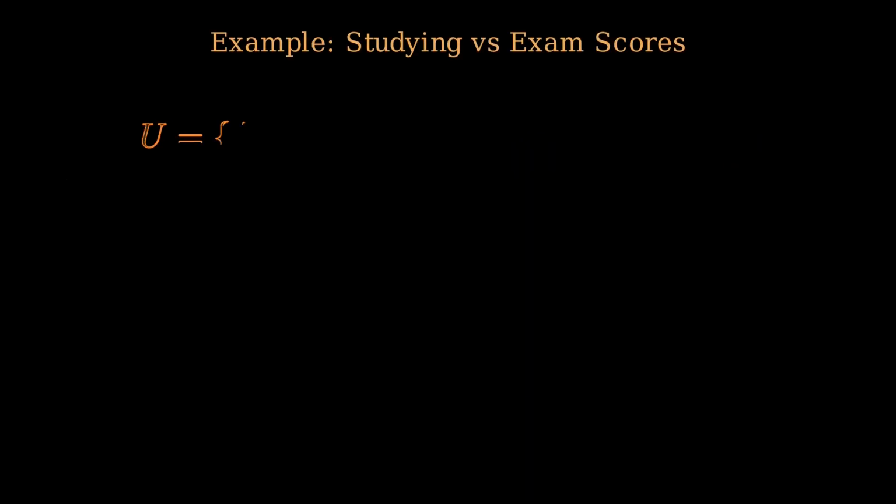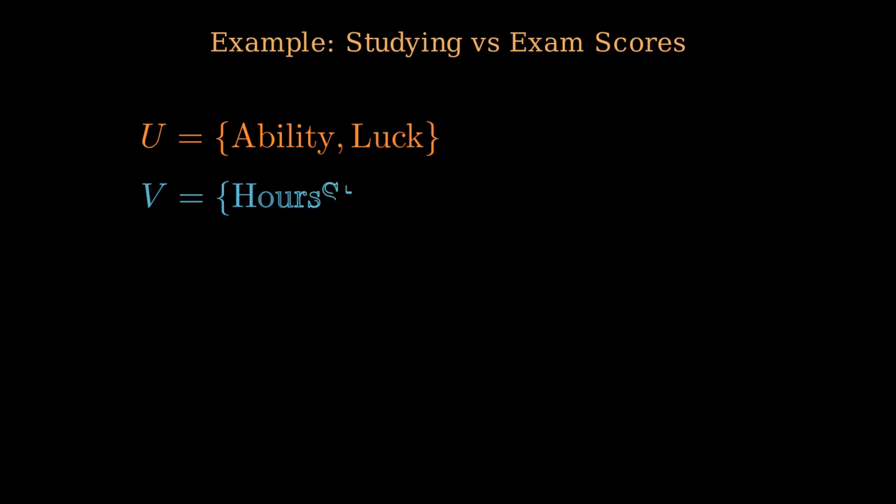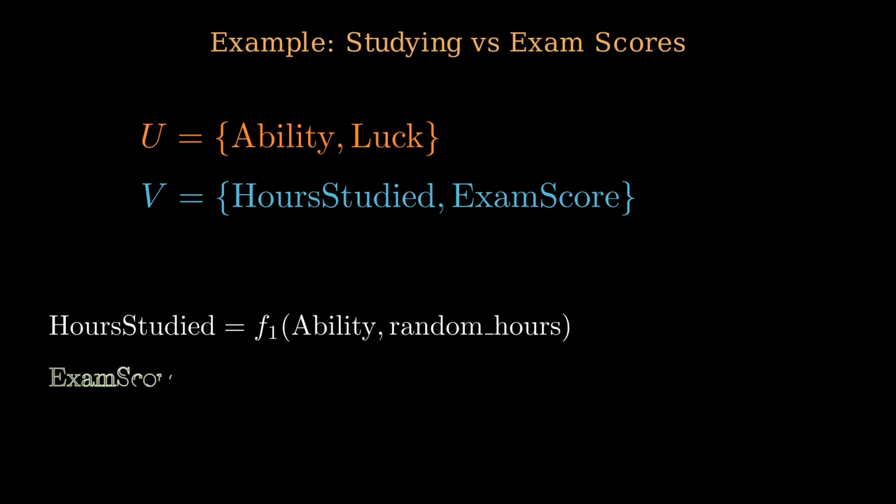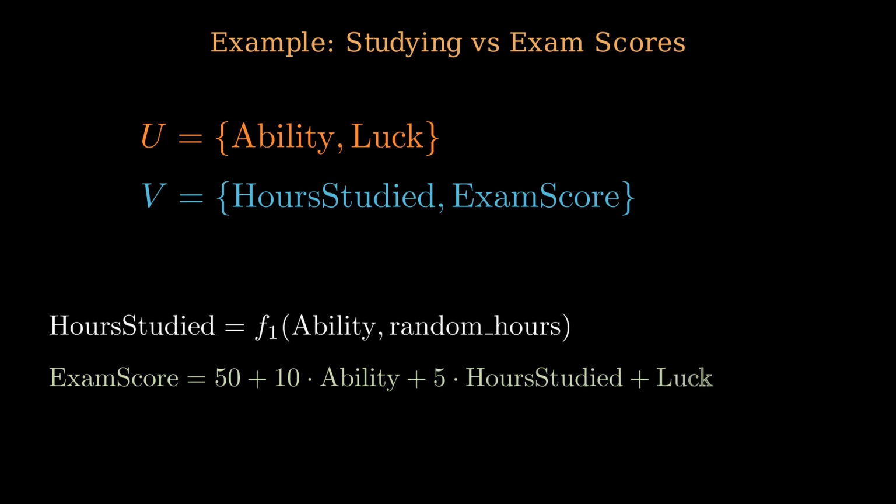Let's look at a concrete example. Studying for an exam score. Here, our exogenous background elements U are student ability and raw luck. Our endogenous variables of interest V are hours studied and the final exam score. Our structural equations make this precise. Hours studied is a function of ability and some background random hours, while exam score is directly calculated as 50 plus 10 times ability, plus 5 times hours studied, plus luck.